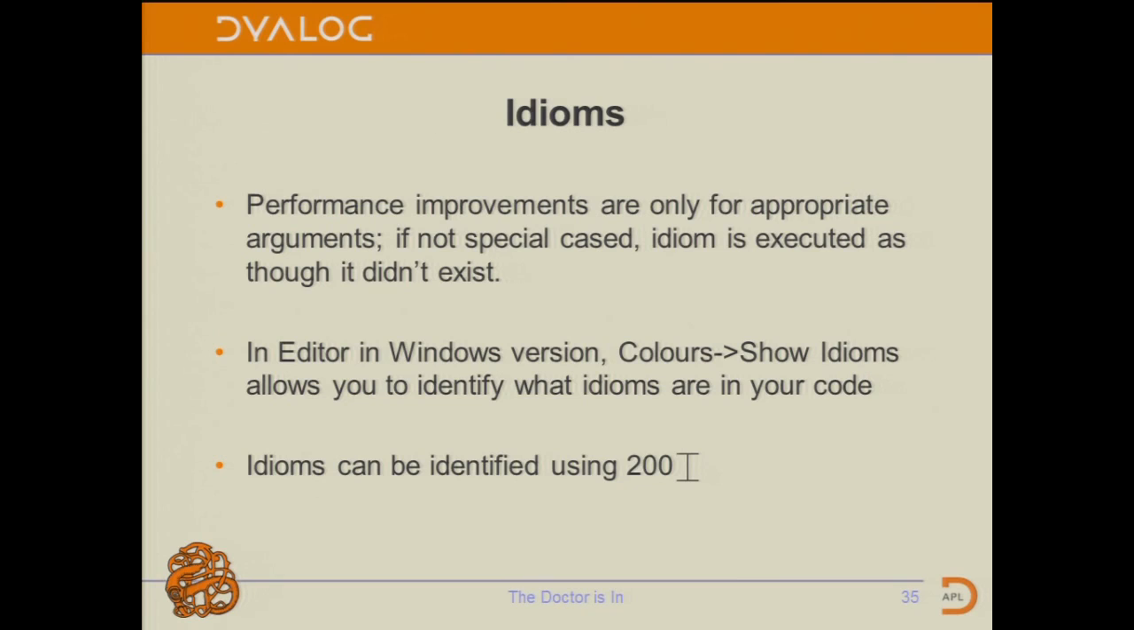The words say that performance improvements are only for appropriate arguments. I'm not sure I've found an idiom yet where I can even work out a set of arguments that are not appropriate. And in the Windows version in the editor, you can swap the colour schemes dynamically so it will highlight all the idioms that there are in your function.